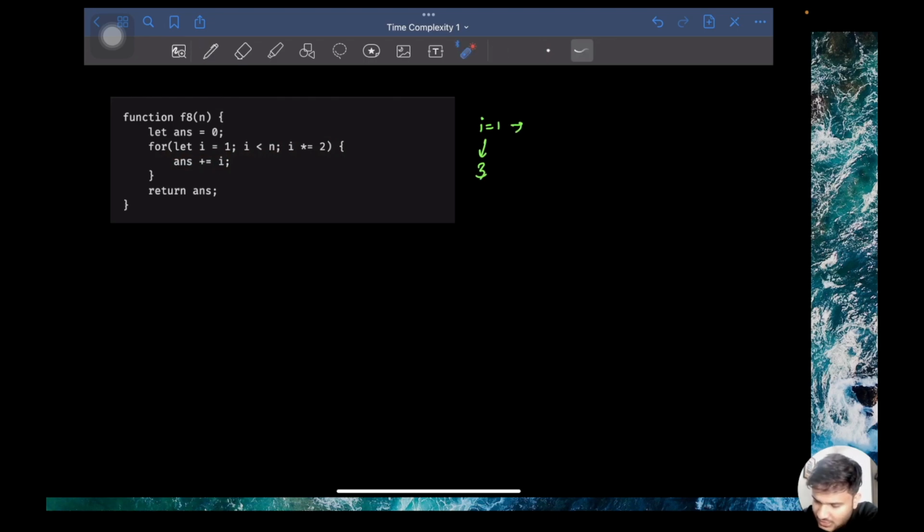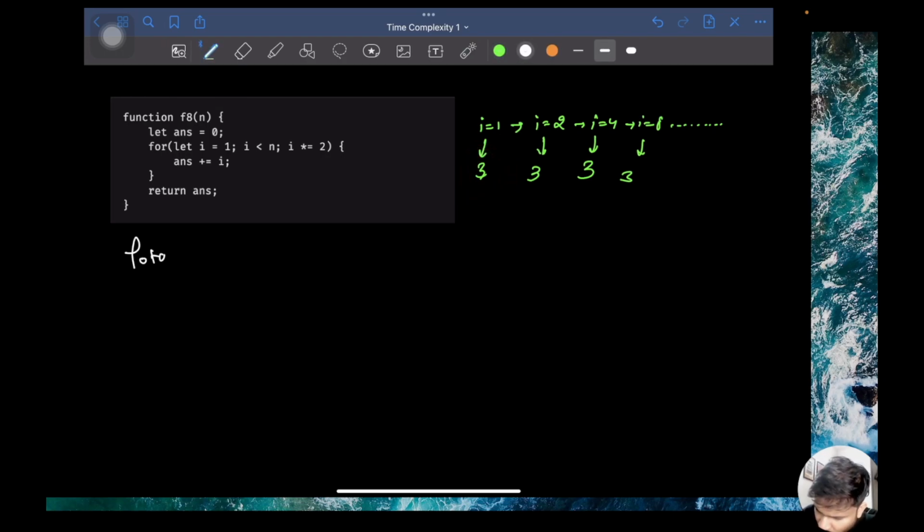Then in the next iteration, i becomes 2 because it gets a multiplication of 2. Then again, you will execute 3 instructions. Then i will be again multiplied by 2, and 2 into 2, i will become 4. And again, 3 instructions. Then 4 into 2, i will become 8. And again, 3 instructions. And so on. So you can see, in every iteration of i, we are executing 3 instructions.